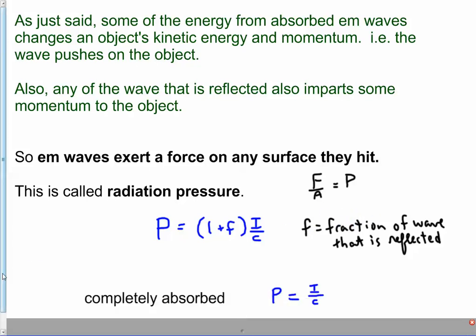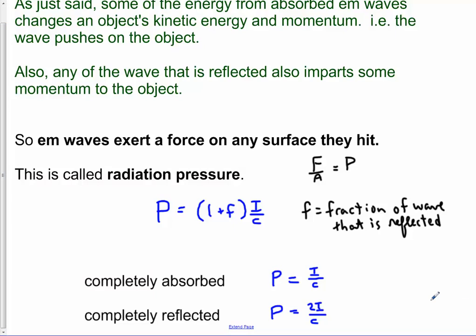It's a fraction, or a decimal that goes in here. So the idea here is, if the light is completely absorbed, then 0 of the wave is being reflected. So a 0 goes in there, so it's just a 1. So it's just I divided by c. That would be like a pure black object that's not reflecting any of the light hitting it. The pressure is I divided by c.